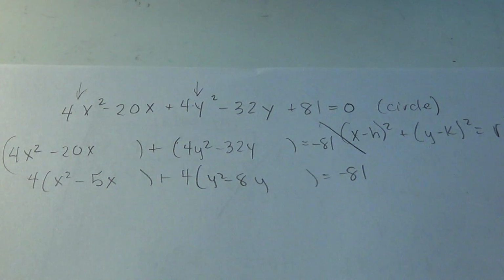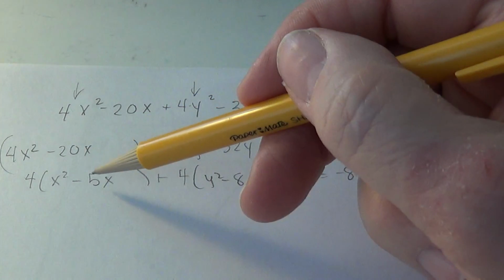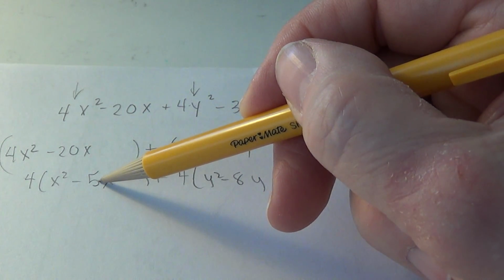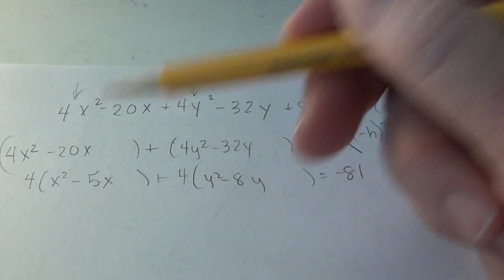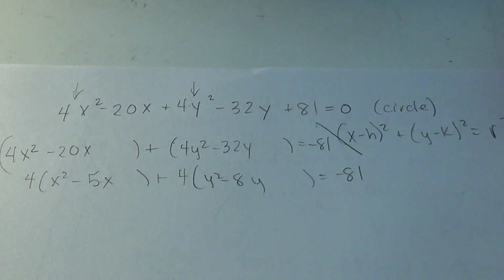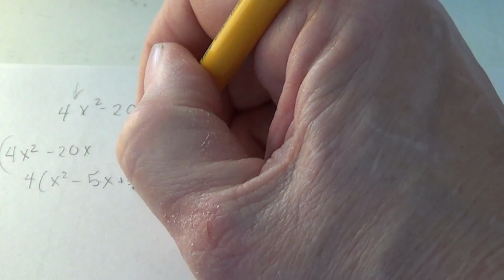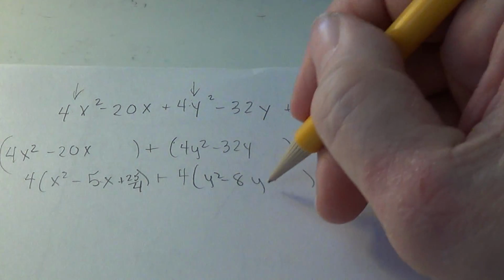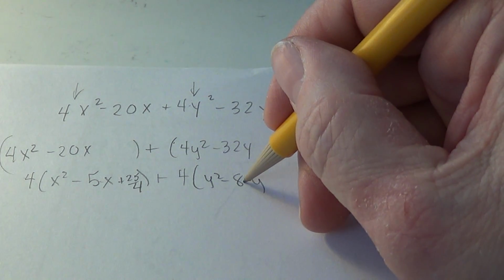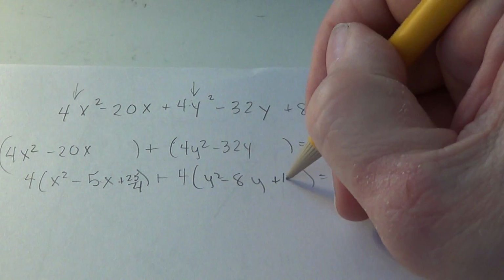All right, the reason I said that is because this is odd, but we can handle it. Half of 5 is 5 halves. And squaring 5 halves, we get 25 fourths. So over here, half of 8 is 4, and 4 squared is 16.